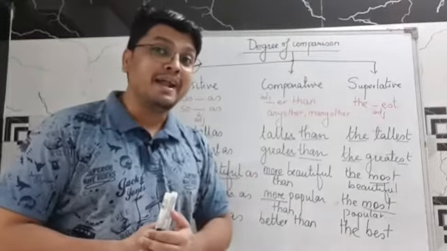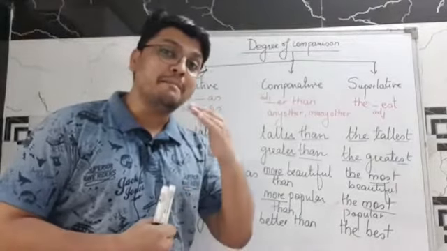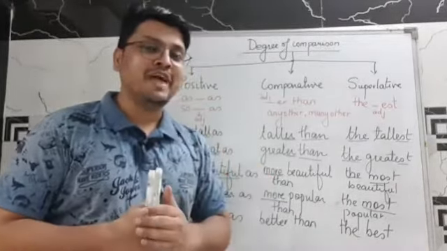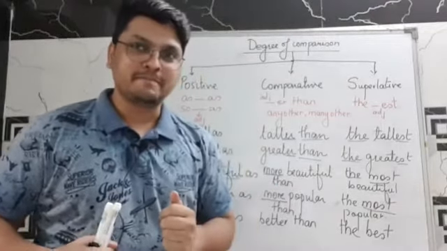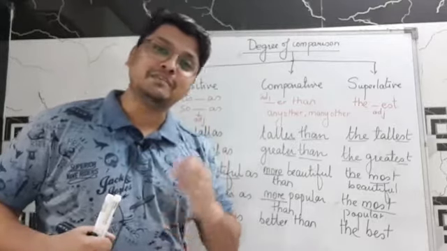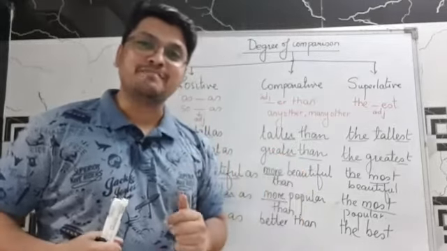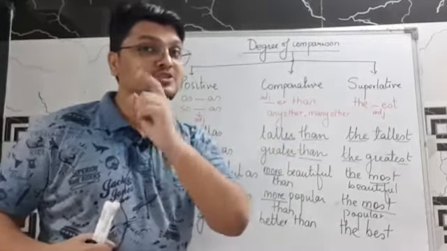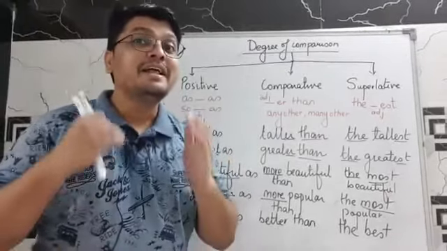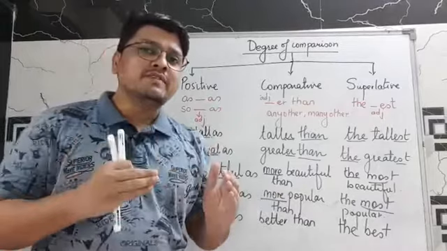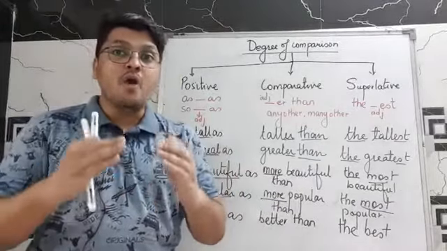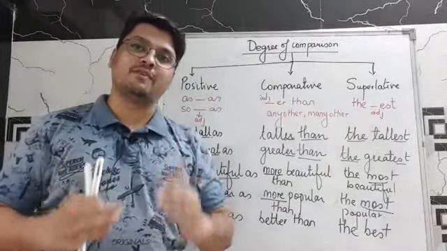Same with bad: it became worse than in comparative, and in superlative it became the worst. Same with little: it became less than in comparative, and in superlative it became the least. Now students, these were the basics. Now we will come to the transformation.